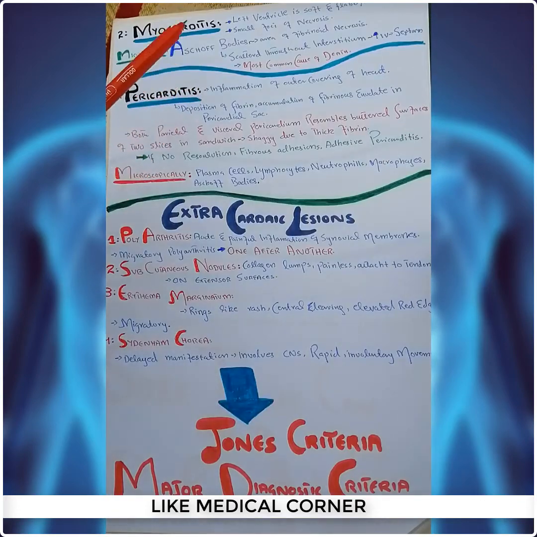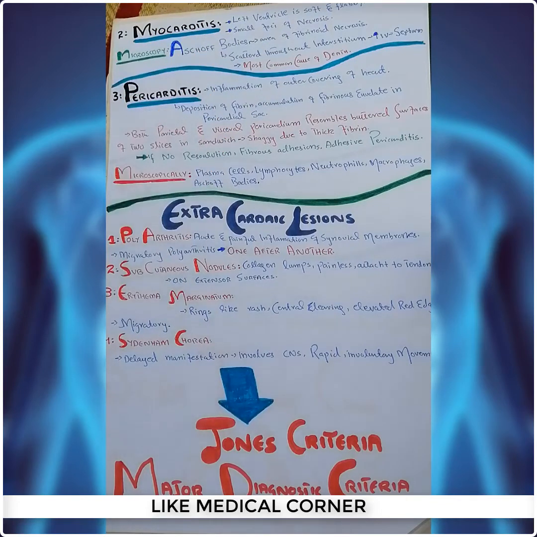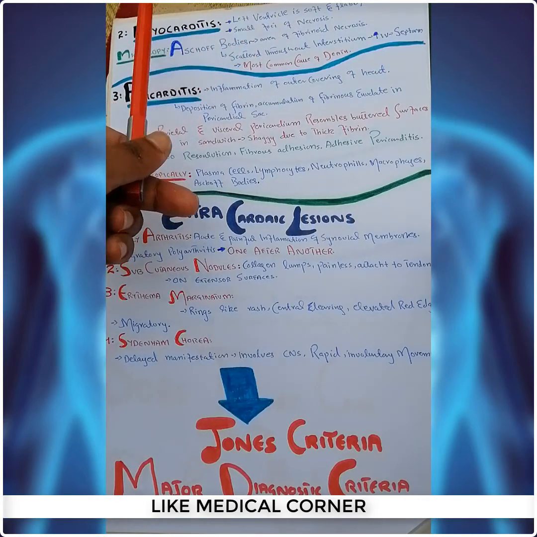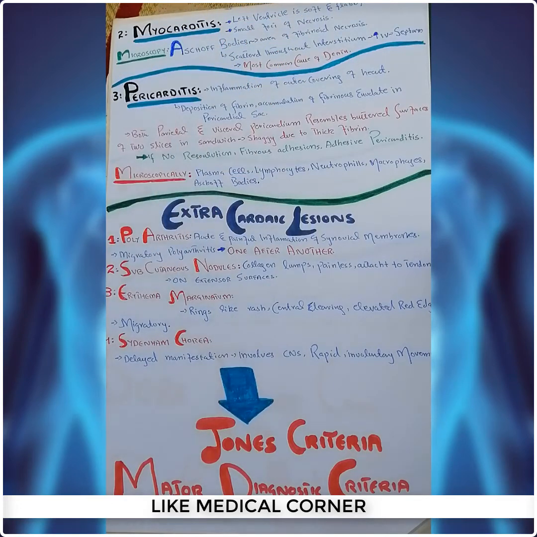Now the second one is myocarditis, and it is most important, and it is the most common cause of death due to the rheumatic heart disease. The ventricle, or the part of the heart which is more prone towards myocarditis, is the left ventricle. So in rheumatic heart disease, the left ventricle is soft and flabby, and there are small areas of necrosis right there in the left ventricle.